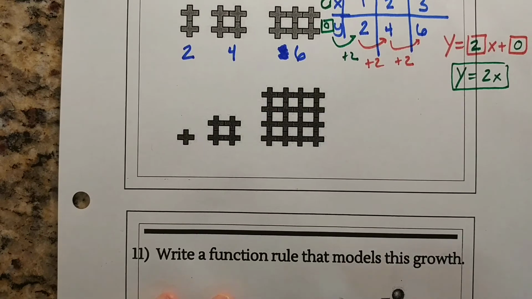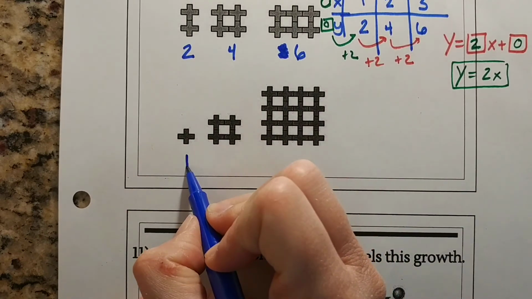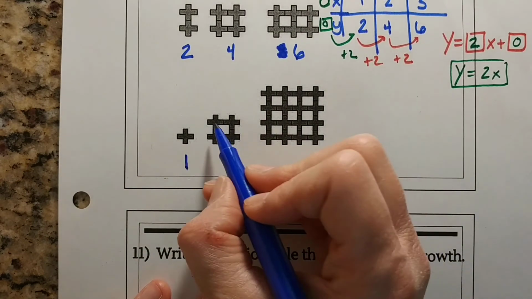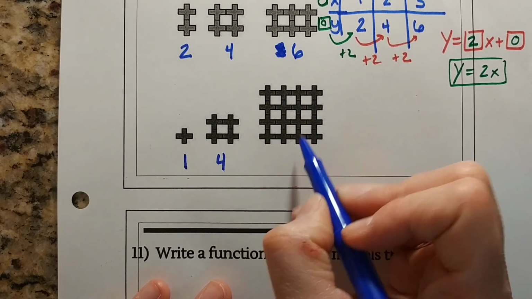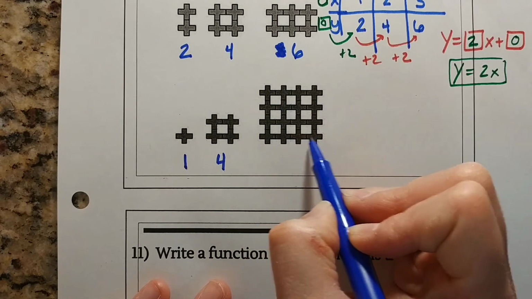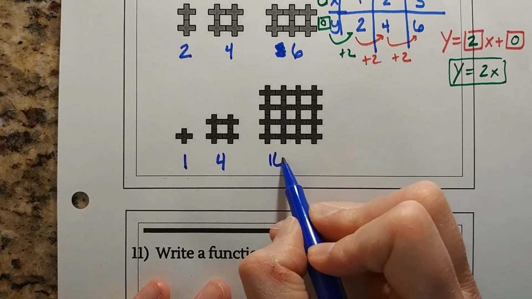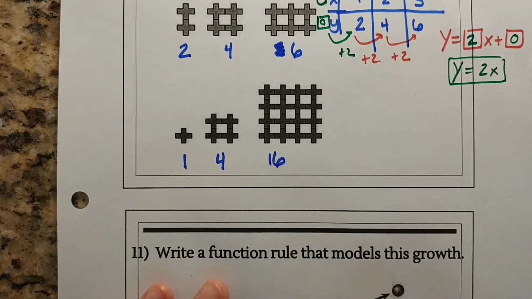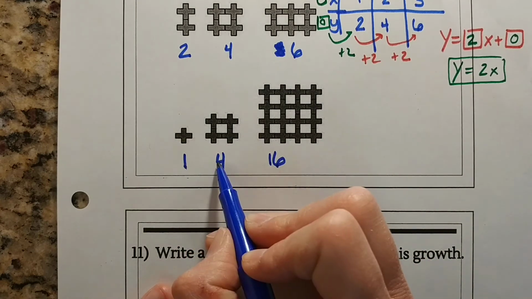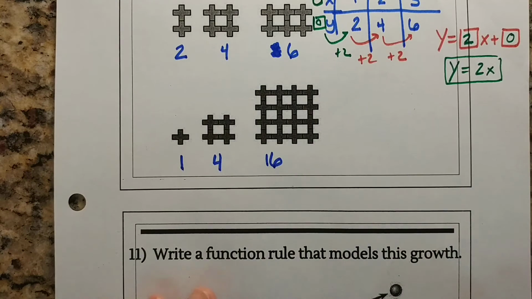Here in the second pattern, in figure 1, there's 1 plus sign. In figure 2, there are 4. And let's see if I can count. In this next figure, it looks like I have 4 by 4, and 4 by 4 is 16. So here's my pattern, 1 to 4 to 16. And you might notice that this is multiplying by 4 each time. Well, that's a geometric sequence.